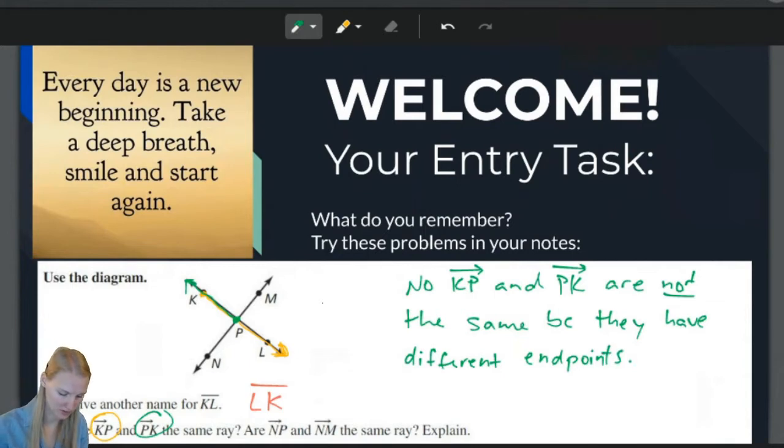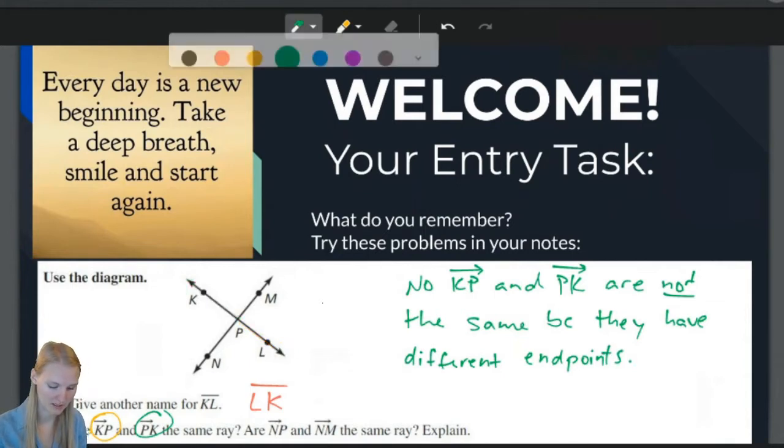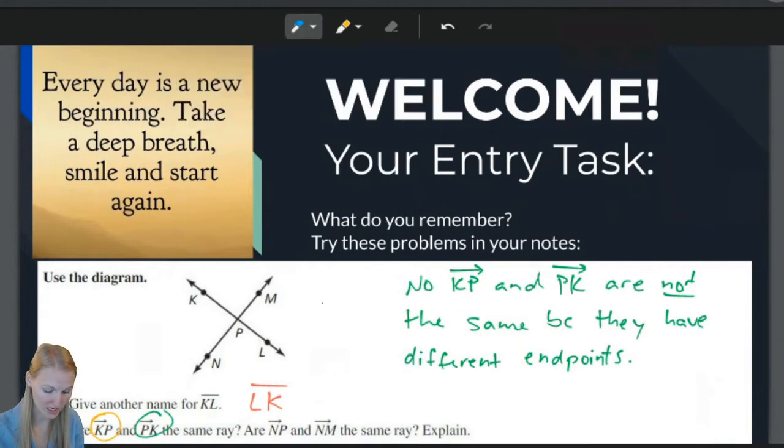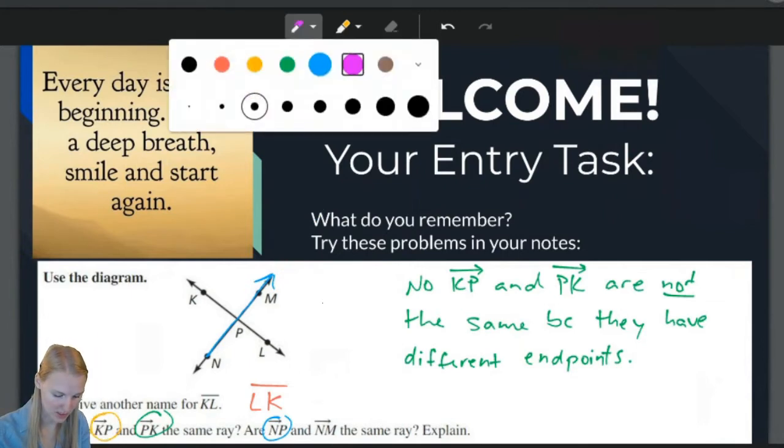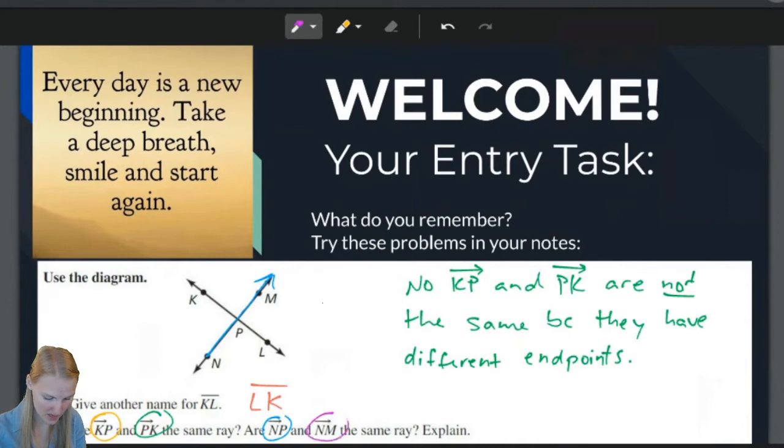Okay, so now let's erase our diagram and make room for the second part of this question. Our NP, so let's see, NP is this ray, and it goes on forever, so we could draw it like this. It goes on forever in that direction. Alright, so is NP and NM the same ray? Explain. Ooh, so yes.